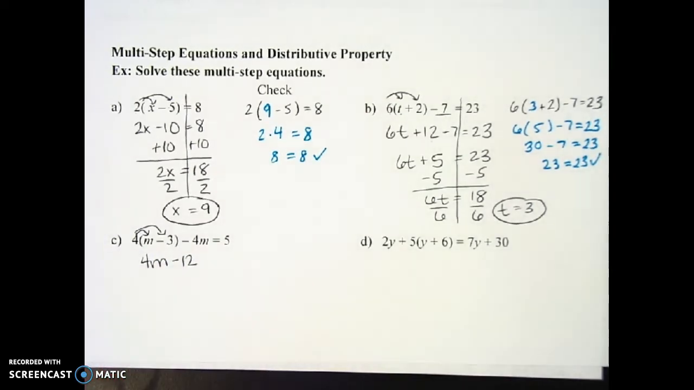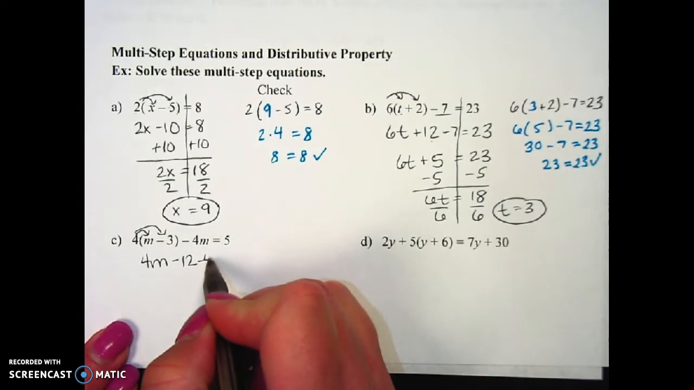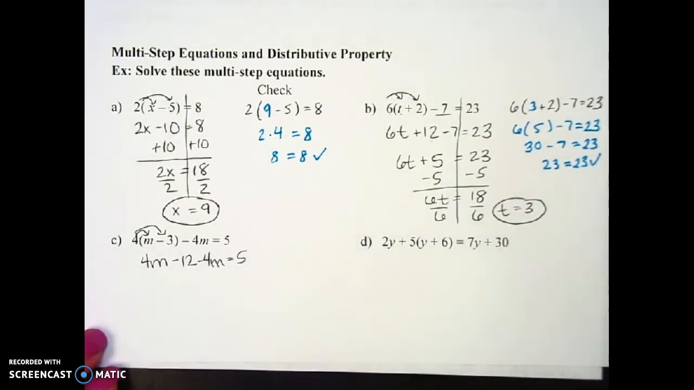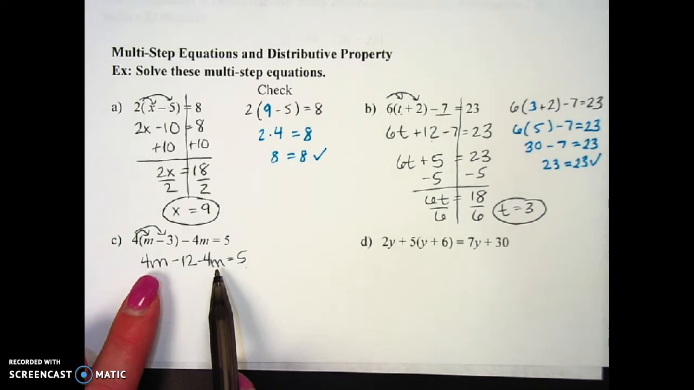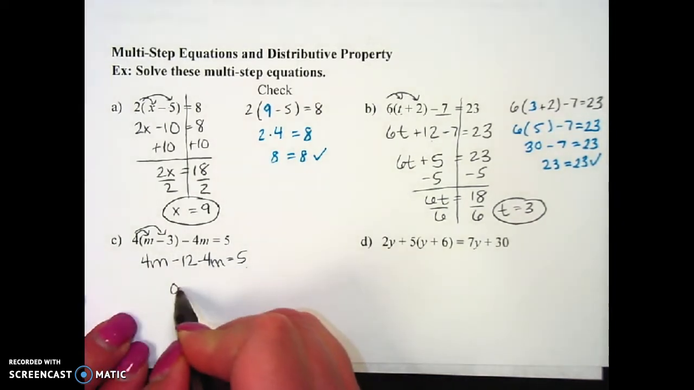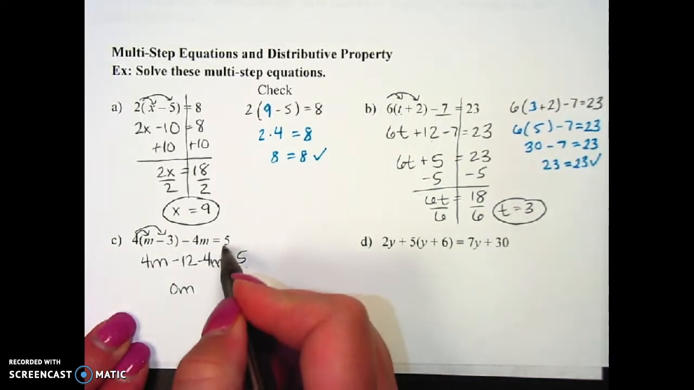So I have 4m minus 12. I also have a minus 4m on my left side. Okay, so before I start trying to subtract things on both sides, is there anything I can combine? Well, yeah, my 4m and my minus 4m, that's 0m, so those have canceled each other out.